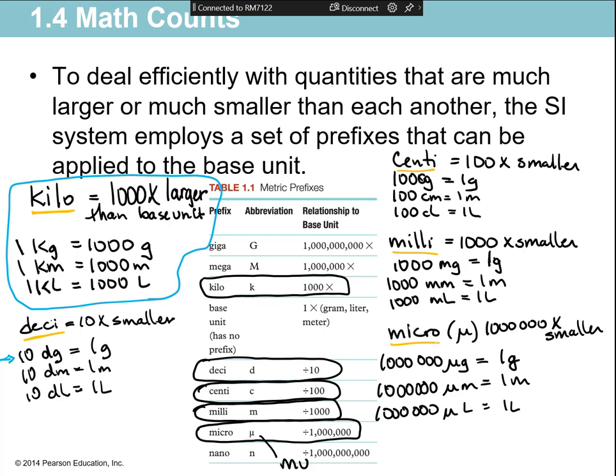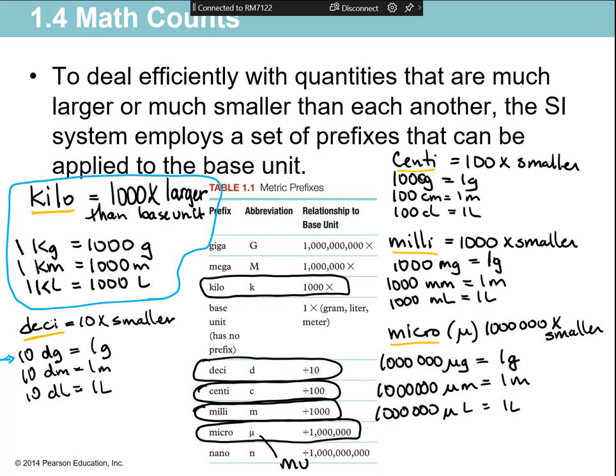Deci, 10 times smaller. It takes 10 deci to make a base unit. So 10 decigrams makes a gram. 10 deciliters makes a liter. Centi is 100. So anytime you have a unit conversion with centi, you're always going to put 100 in front of the centi prefix. It doesn't matter if it's grams, meters, or liters. You can do it with mass, volume, or length. You just use that prefix for any of those three combinations, which is really nice.